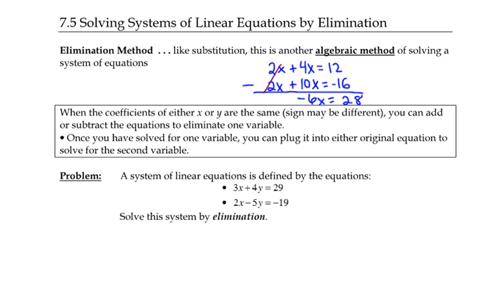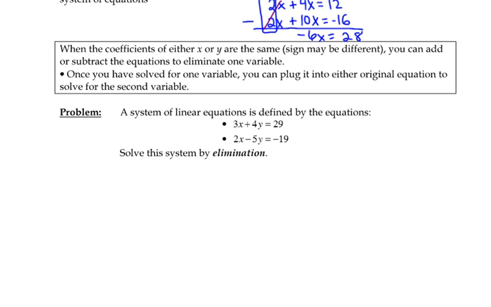So we can add or subtract our equations together to eliminate a variable. But in order for that to happen, we need one set of the coefficients to be the same. So let's look at the first problem. A system of linear equations defined by the equations 3x plus 4y equals 29 and 2x minus 5y equals negative 19. Do we have any coefficients the same? No. If you look at the x's, are they the same? No. And we look at the y's, are any of them the same? No, not yet. So we want to make them the same.